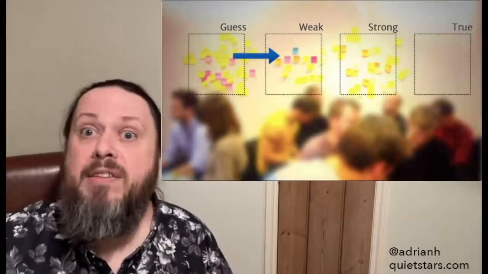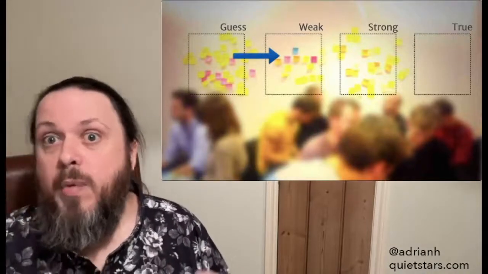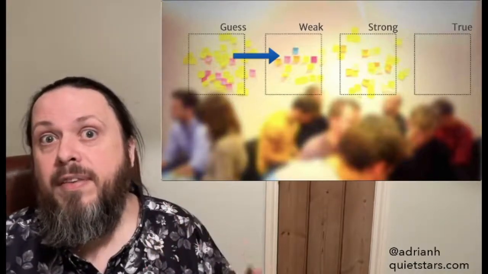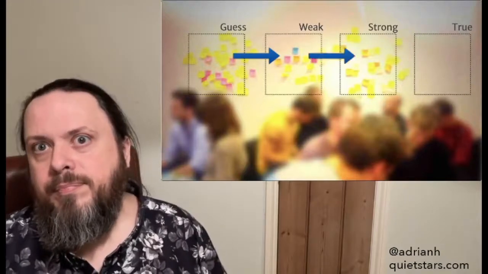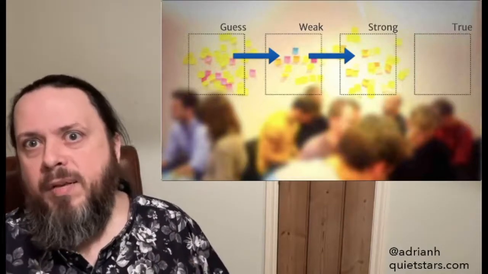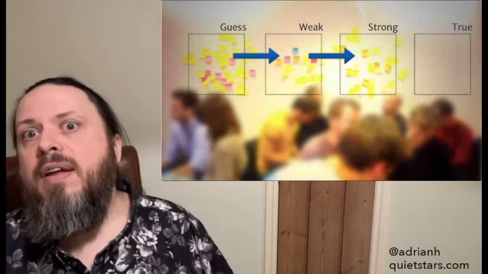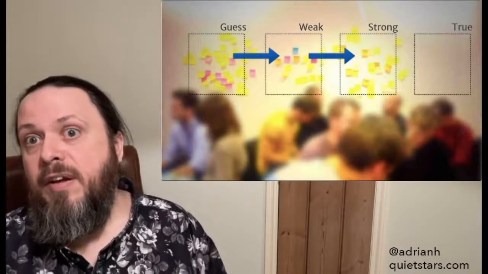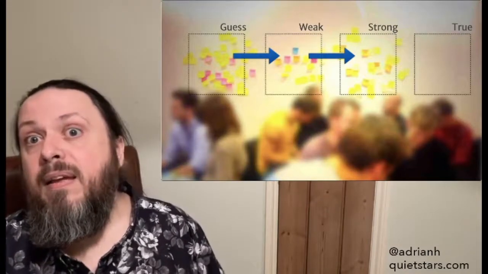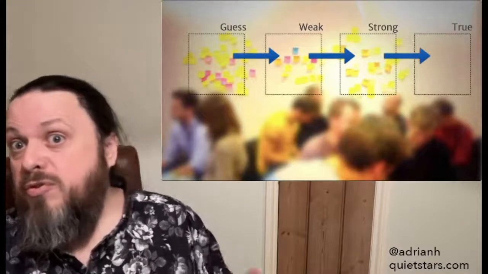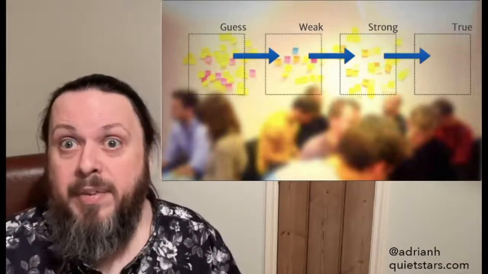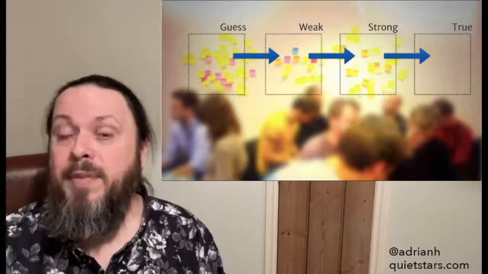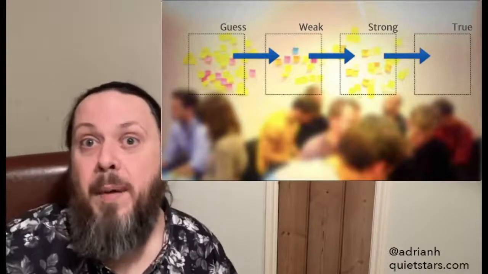For example, a guess could move to the weak category when we had heard the problem that it talked about articulated from 5 other customers. Something might move from weak to strong if we could deliver some kind of MVP experiment to validate customers' needs. Things might move from strong to true if we shipped a feature based on that MVP that actually saw real customers use it to solve that particular problem that that particular research insight talked about.